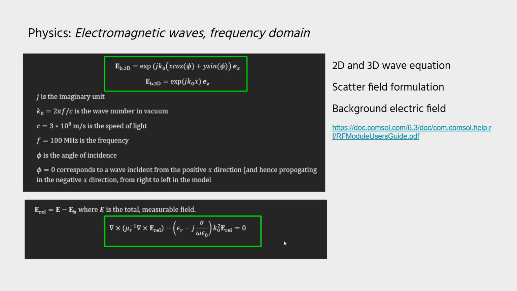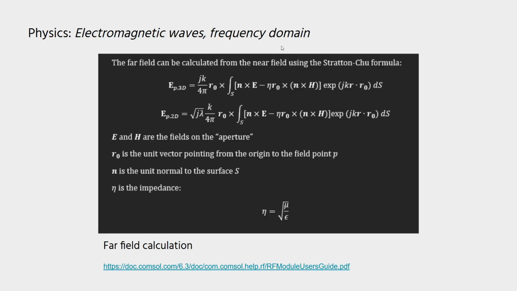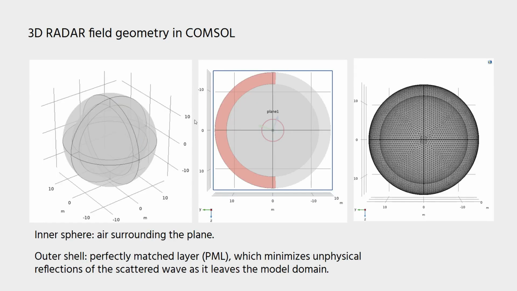The total field is decomposed into two fields, background and scattered field. It's a portion of the wave generated by interaction with the object. And we can compute the RCS using these equations. So in 2D, this yields a relative per unit length, and in 3D, it's a full area. These values are computed from the far field scattered electric field, which can be transformed from the near field with this integral relation here. So the model in 2D, the near field relative to the source radar and the far field, similarly in 3D with this outer shell being the near field.